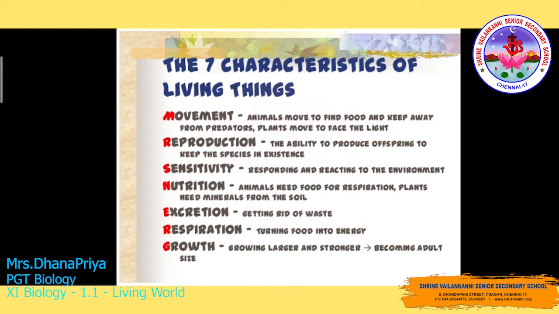Now what is reproduction? Reproduction is the production of new things, the ability to produce offspring to keep the species in existence. Sensitivity, like a touch: responding and reacting to the environment, that is sensitivity, in other words we call it stimulus. Nutrition: animals need food for respiration, plants need minerals from the soil. We need food because food gives us energy.